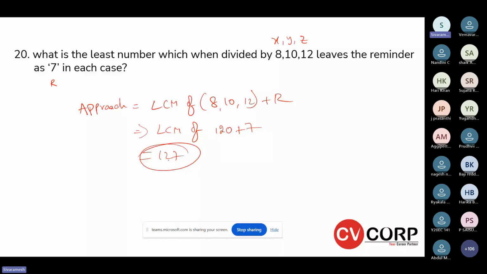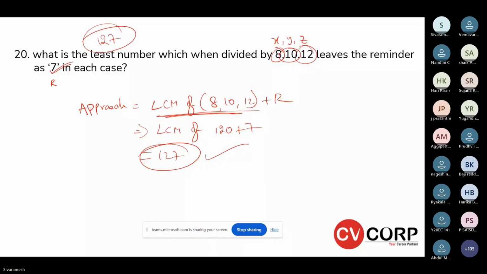If you want, you can cross check. 127 is the number where if you divide by 8, you get remainder 7. If you divide by 10, you get remainder 7. If you divide by 12 also, you get remainder 7. 120 by 8, the remainder is 0, so 127 gives 7. 120 by 10, 12 times is 120, remainder 7. 127 by 12, 12 times is 120, remainder 7. So this is the final answer, 127. You just need to understand the logic here.